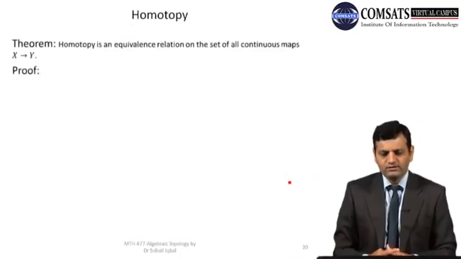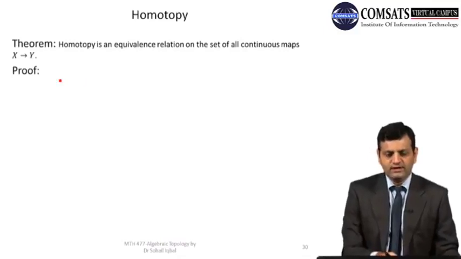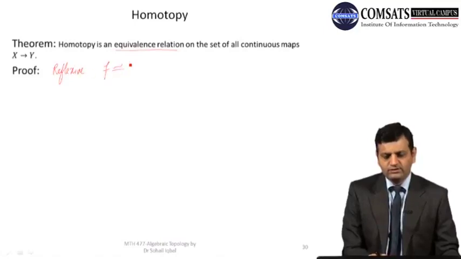So our last result of today's lecture is that homotopy is an equivalence relation on the set of all continuous maps. So what is an equivalence relation? It's a relation which is reflexive, symmetric and transitive. So let's see why this relation is reflexive. Reflexive means if I have a function f, then is it homotopic to itself?